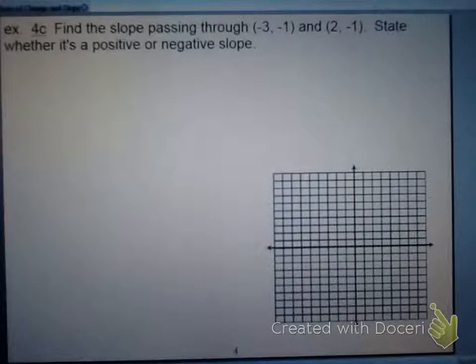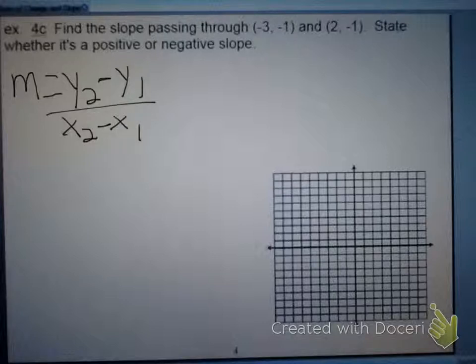4C, find the slope through these 2 points. Again, my formula is m equals y2 minus y1 over x2 minus x1. Always write the formula down. I'm going to give the first point x2, y2, and the second one x1, y1, just because it flows into the formula easier.